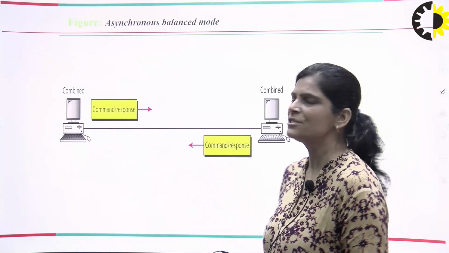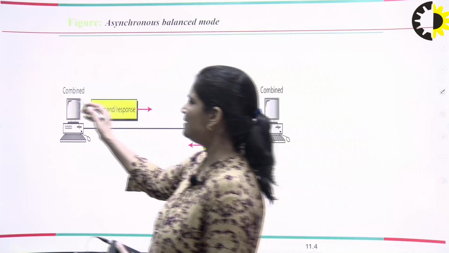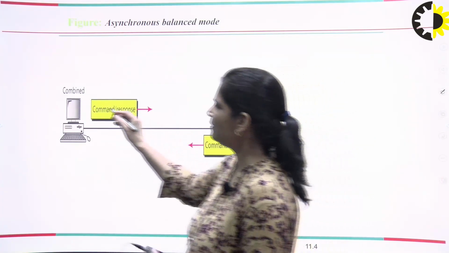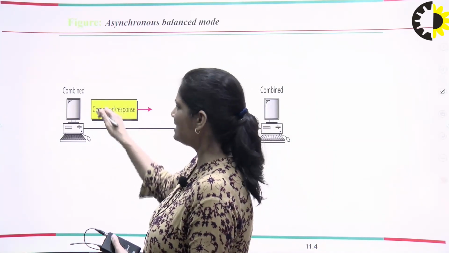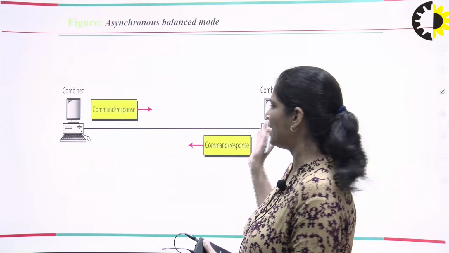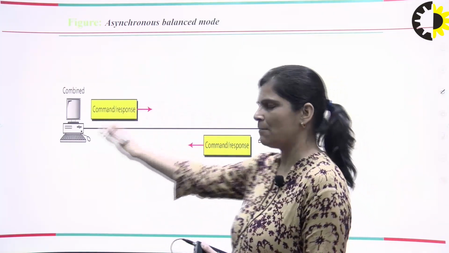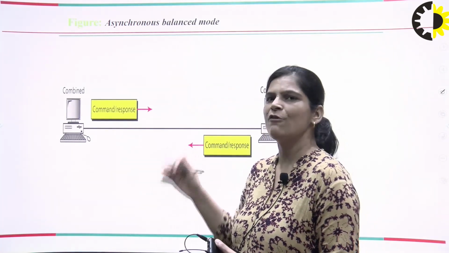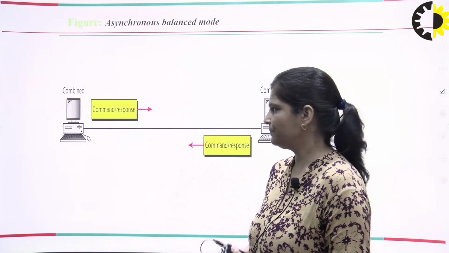Now this is also a very important topic: asynchronous balanced mode. What do we mean by asynchronous balanced mode? Here each one is a combined station. When we send a command from one computer to another, we also send a response with it. Again, from the other computer we send a command request back, and we also send a response for the previous data received at the receiver side.